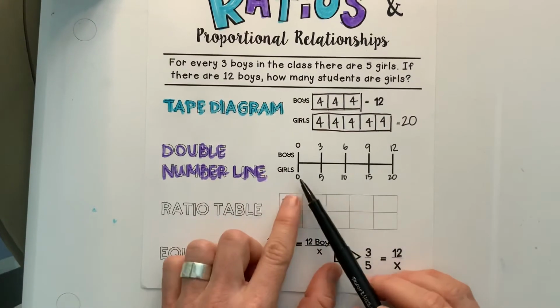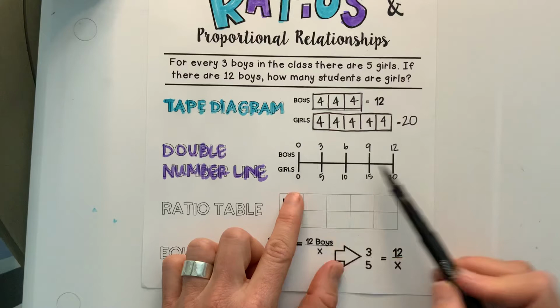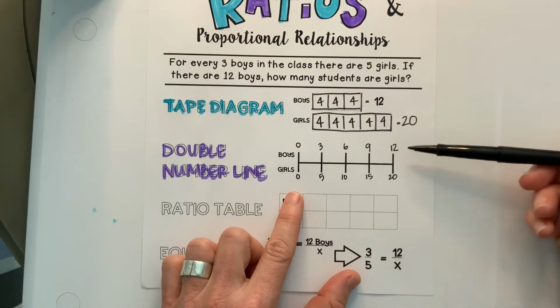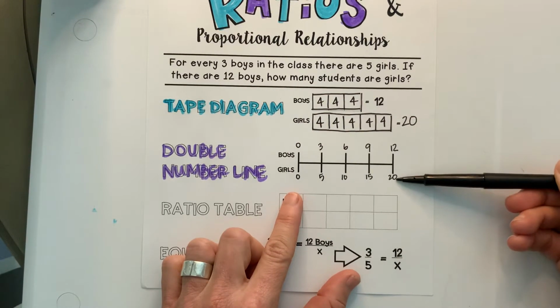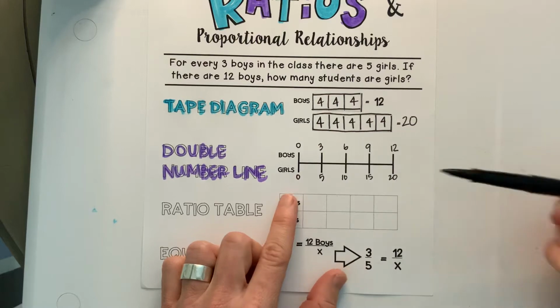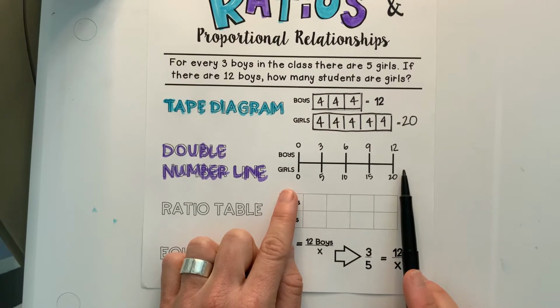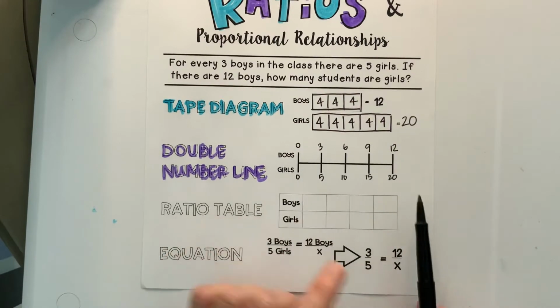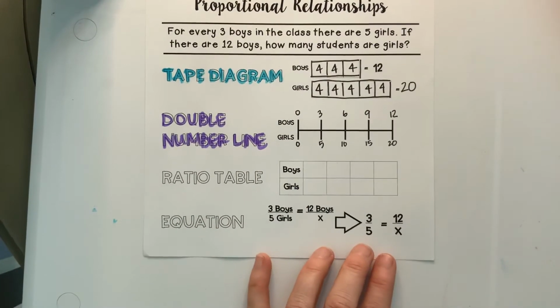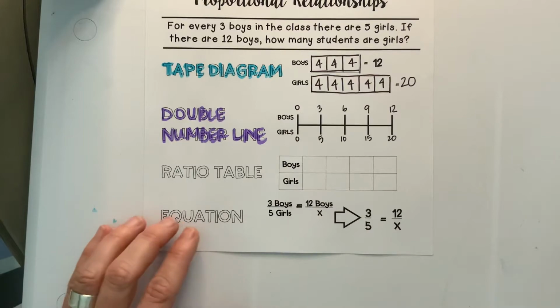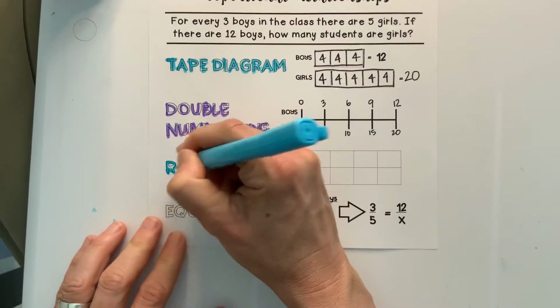Now the information they give me is that there are 12 boys. So here it is, how many are girls? So I look to the number that's across, there it is, 20. So I basically just am creating a list of equivalent ratios till I get to the number that we're looking for. All right, so the next strategy is you can use a ratio table.